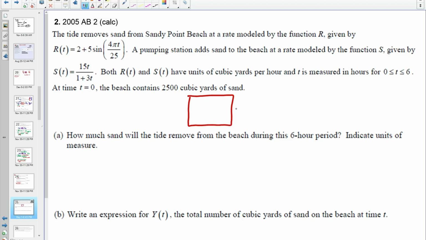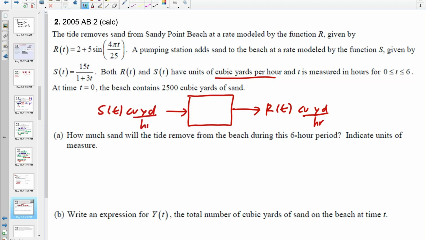Okay, the rate of sand being removed is R(t). And it does tell us cubic yards per hour. So this is cubic yards per hour. And then the rate of sand being pumped in is S(t), and that's also cubic yards per hour. So I'm going to call this y2 up here because that's the rate going out. I'm going to call this y1 down here.